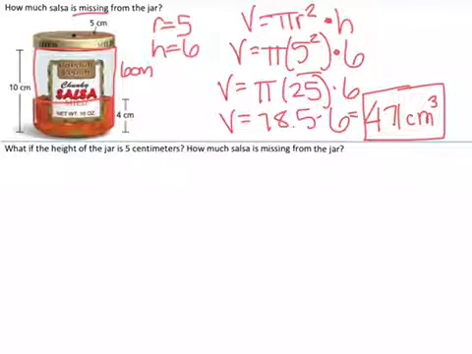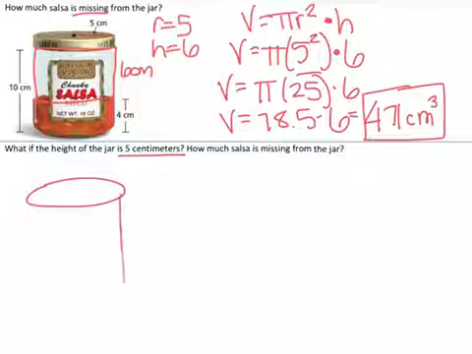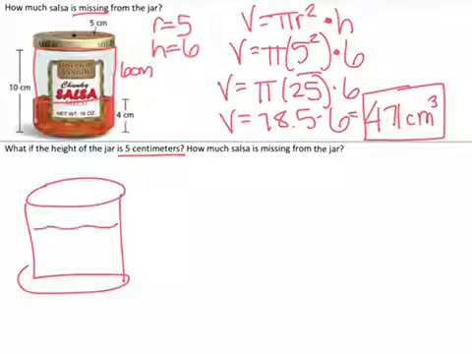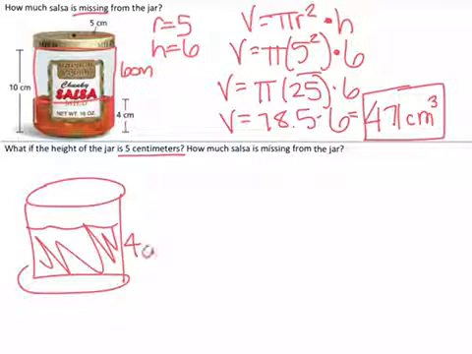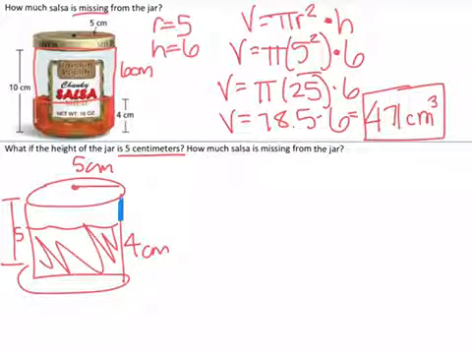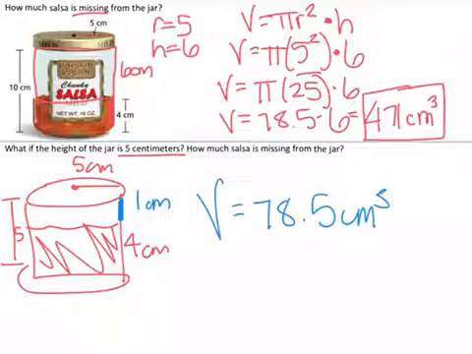So we are now going to figure out, if the height of the jar is 5 centimeters instead of 10, how much salsa is missing from the jar? Let's make believe that if we redrew this whole cylinder, when we fill in the salsa, we still have 4 centimeters, but the entire height of it is 5. So it's the same dimensions. We still have our radius of 5 centimeters. Go ahead and find how much this missing height is and find out what the volume is. Bring it back with your answer and see if you're correct. All right, you guys should have gotten 78 and 5/10 cubic centimeters as your total volume of that missing salsa part of your cylinder.